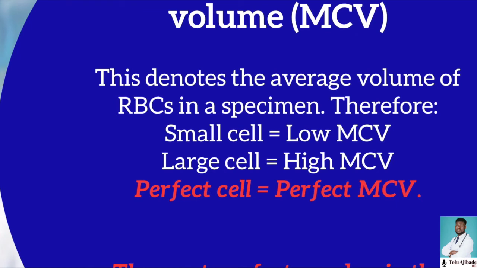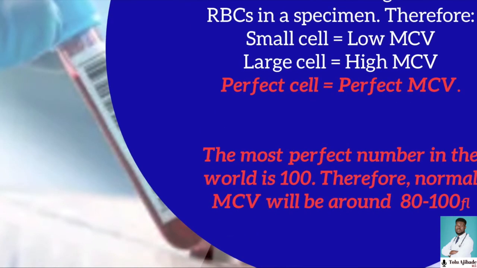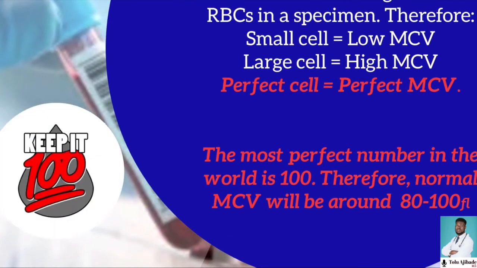Now, you should know that if it's talking about volume, it means a small cell will have a low MCV, a large cell will have a high MCV, a perfect cell, which is what we want, will have a perfect MCV. So if we're talking about perfection here, what is the most perfect number in the world? 100. 100 is the most perfect number in the world, and we must always keep it 100. Now, if you keep it 100, it means the normal value will be about 100. Now, let's put that in a range. Let's make it 80 to 100, okay?